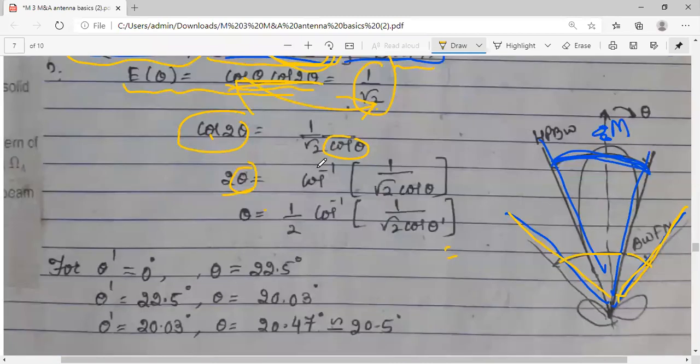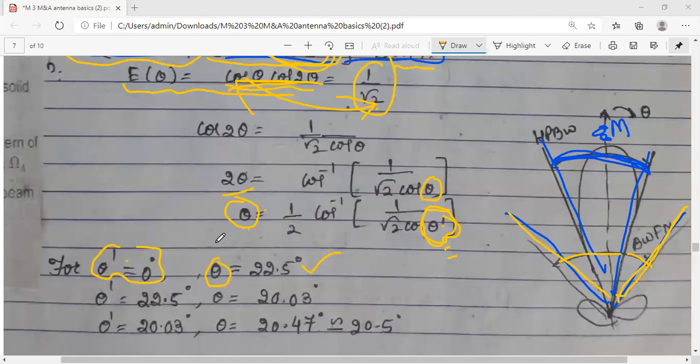Observe that I have not taken both theta values the same. Here I have taken this as theta dash because I wanted the exact value of theta. For that, I will start with 0, because the range 0 to 90 is given, so I will start with the basic value 0. If you substitute 0, check what value of theta you get. I have written 22.5. You just verify. Yes, okay, you got 22.5.